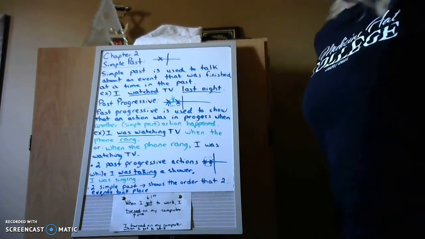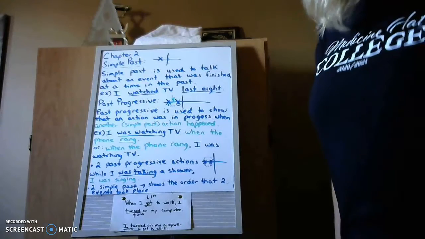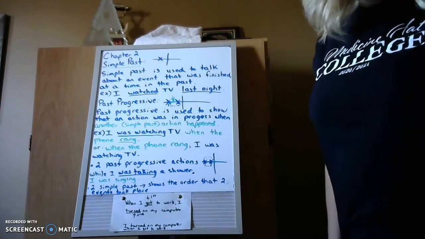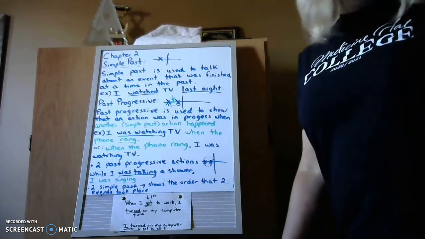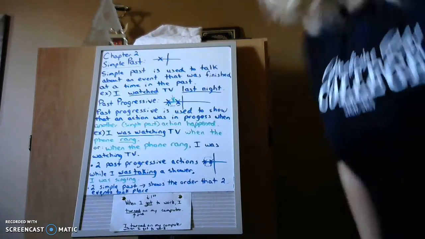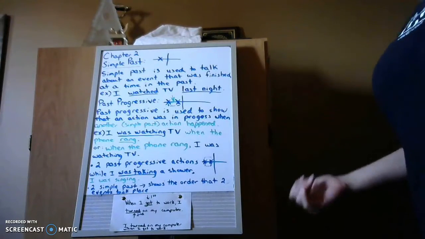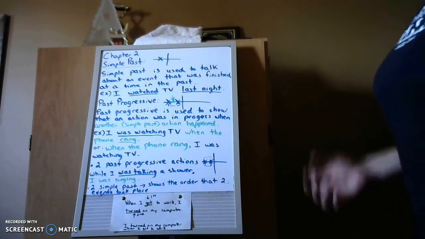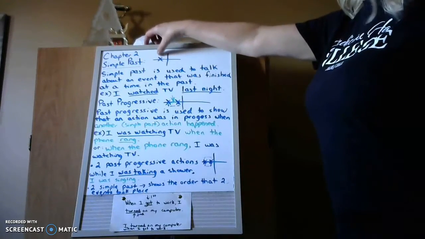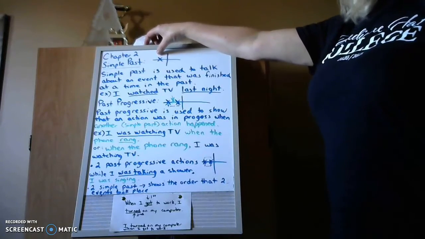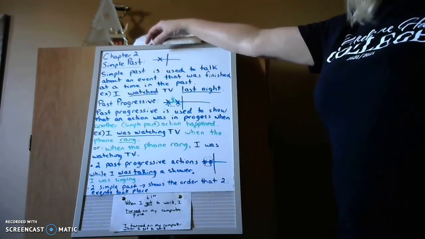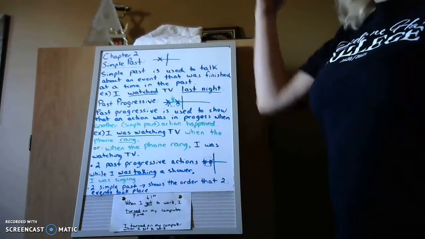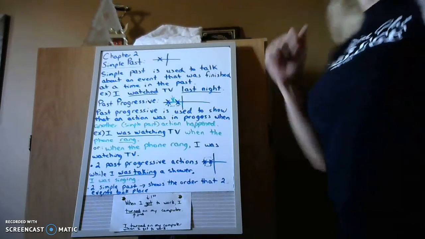Okay, so chapter 2 in your Focus on Grammar 4 is review from what we have done before. It's talking about the difference between simple past and past progressive. Remember, simple past is just one thing that happened in the past and it's done, right? We're just saying this thing happened in the past, okay?